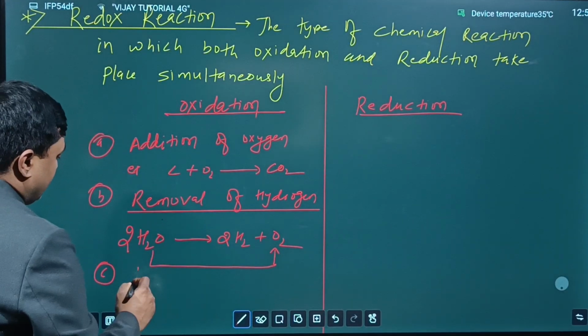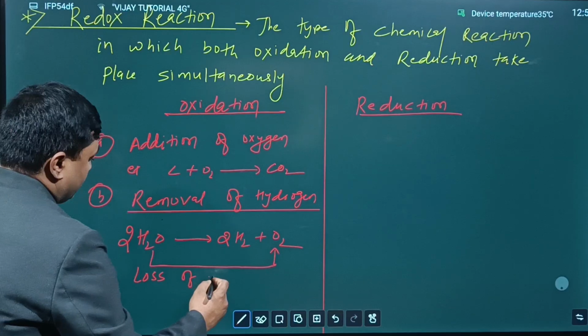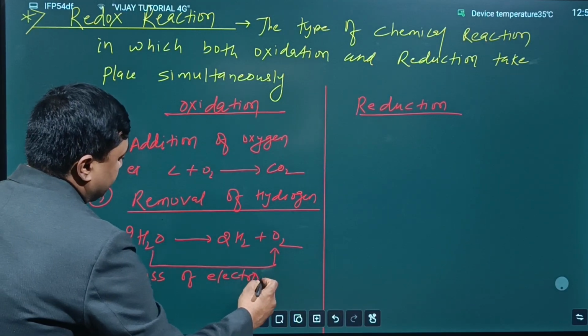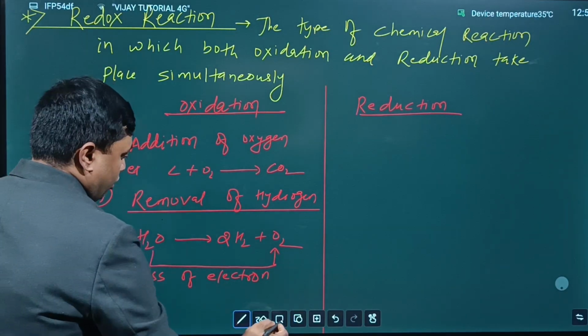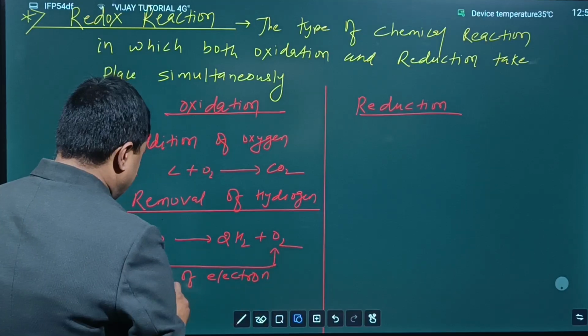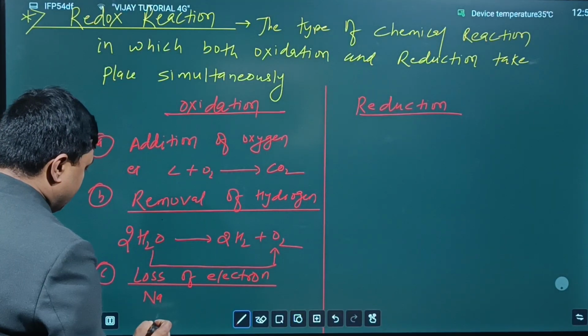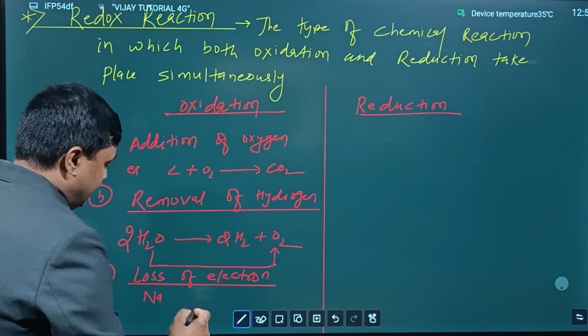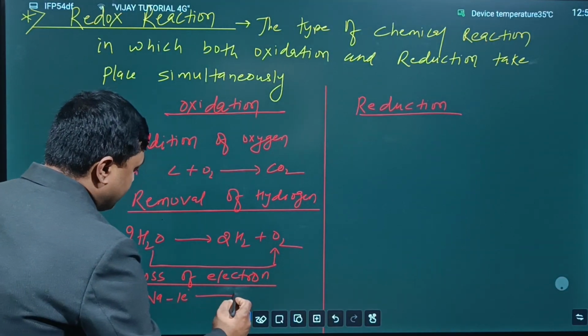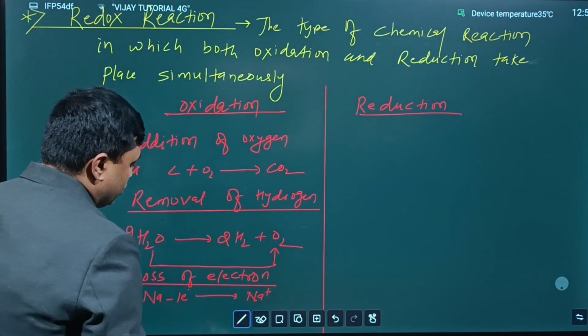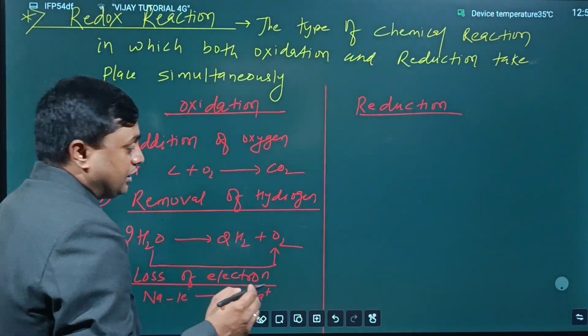One more you can remember, loss of electron. It is not given in the textbooks, but you should remember. Whenever it takes place, generally a metal is there, like sodium, which has one valence electron. It loses one electron and forms Na plus ion. Yes or no? So this is also an oxidation reaction.